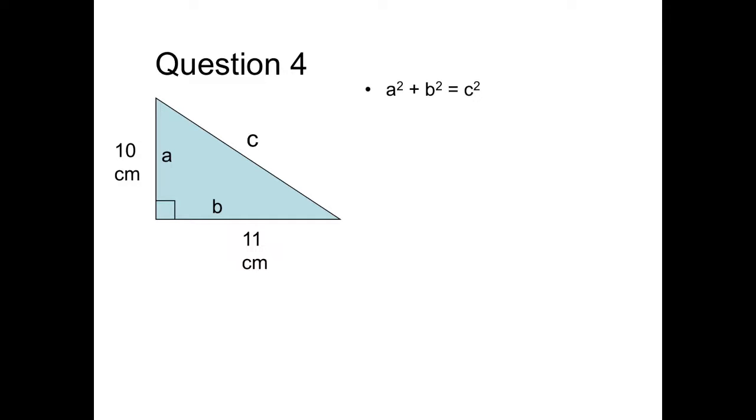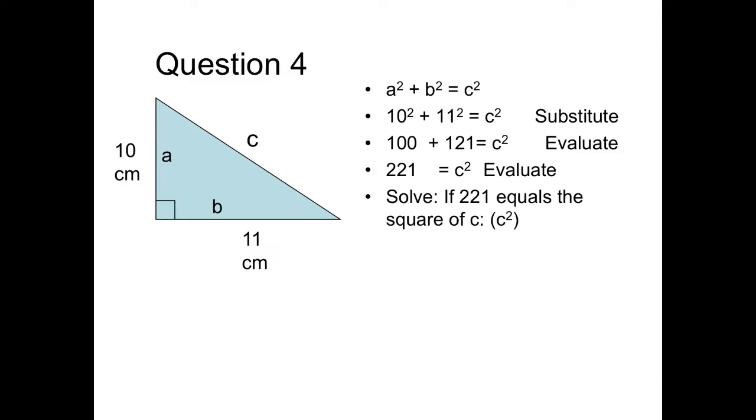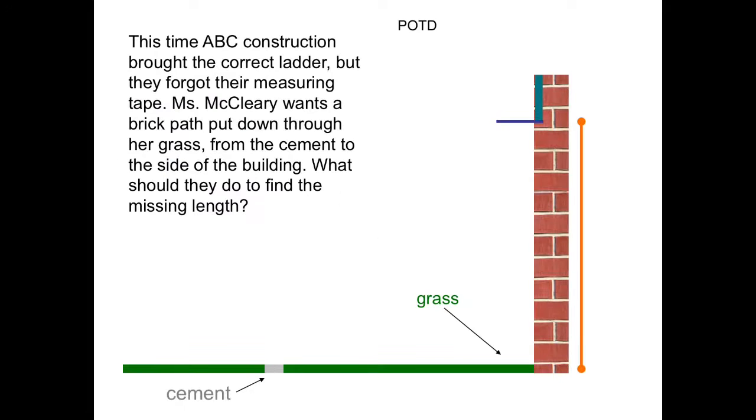Now what about in this one? Again, we're given legs A and B. We substitute them into the formula. We evaluate: 10 squared is 100, 11 squared is 121. You should be getting these straight from your list, no math. The only math you should be doing is adding the squares. And then, if 221 is the square of C, then obviously the square root of 221 would be your answer. And all you need is an approximation there, because 221 does not have an exact square root.